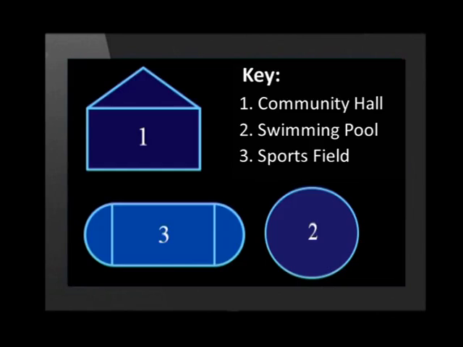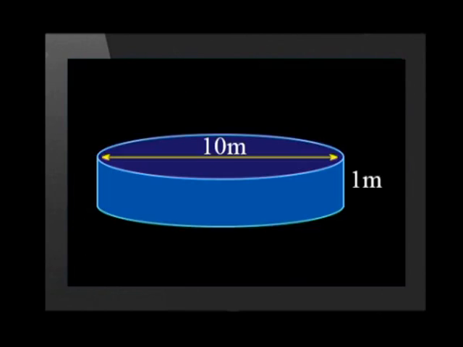But because it is a 3-dimensional object, we need to check if it is a cylinder. Looking at a 3-dimensional view of the swimming pool, we can see that it is indeed a cylinder with a diameter of 10 meters and a constant depth of 1 meter.